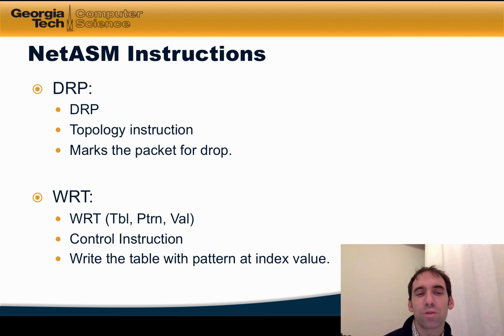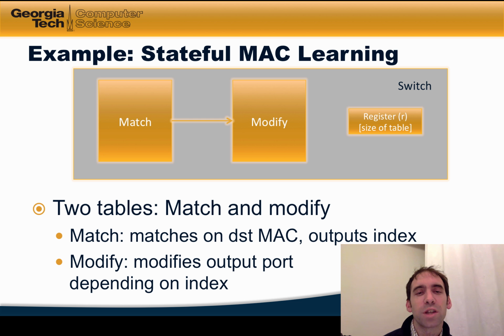Drop is a topology instruction that marks the packet for drop, and WRT, or write, is a control instruction that writes a table with a pattern at the specified index value. Let's quickly look at an example of NetASM in action with a stateful Mac learning application.